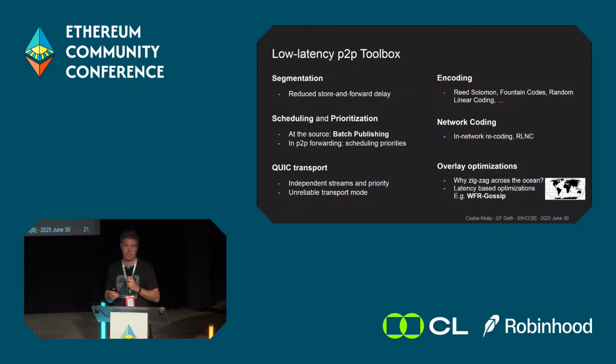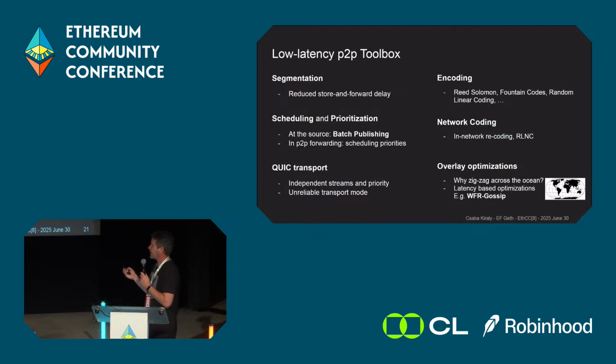And here I was just putting kind of a low latency peer-to-peer toolbox that we are using. So we have a bunch of techniques here. I'm not going into the details of these. First one is segmentation. This is kind of a basic technique that we are using. When you are sending large messages over a peer-to-peer network, you have the store and forward delay. That is, you have to receive the large message, validate it, and only then you can send it. The way out of that is that you are segmenting the message. You are making each one provable. And then you can reduce this store and forward delay.